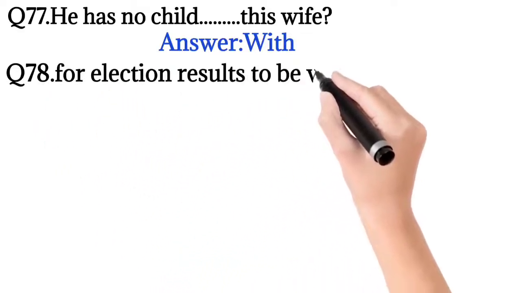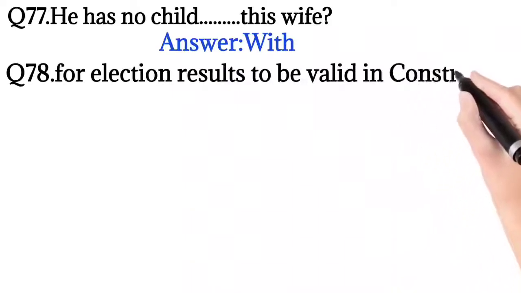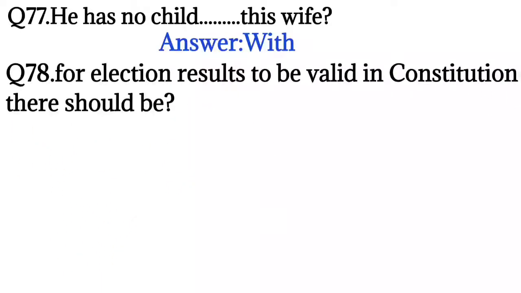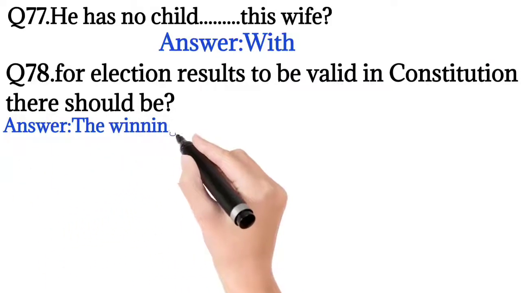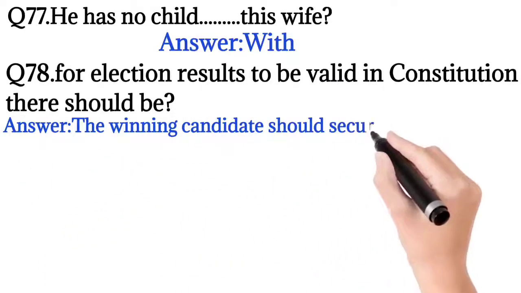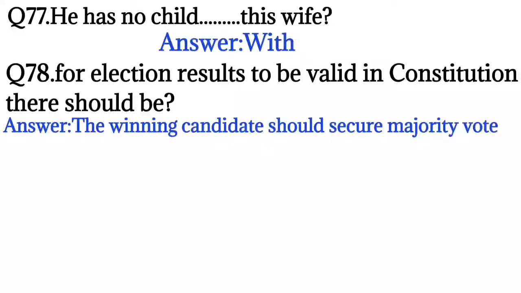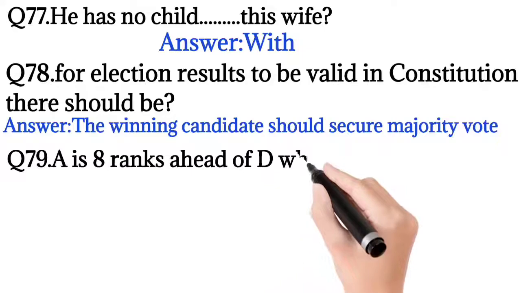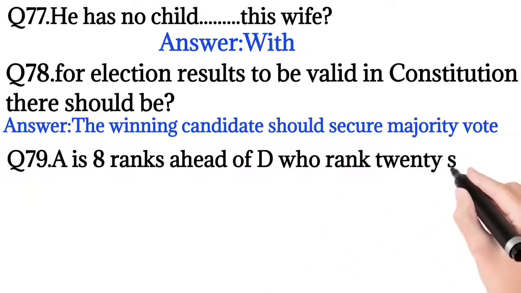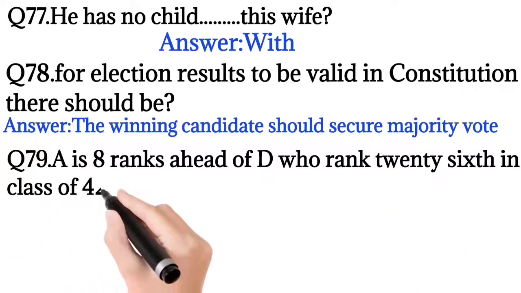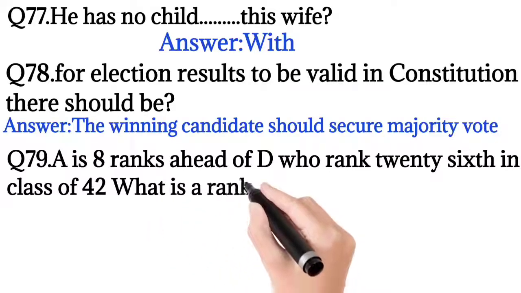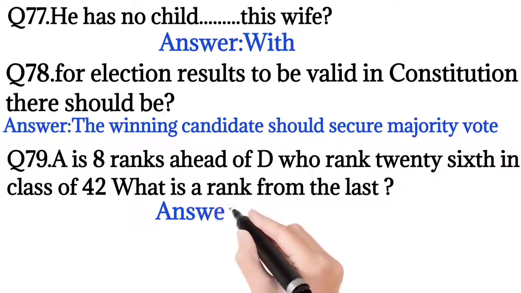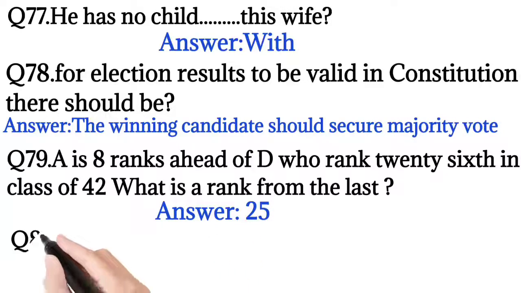Question number 78. For an election result to be valid as per the constitution, there should be? So the answer is the winning candidate should secure a majority vote. Question number 79. A is 8 ranks ahead of D, who ranked 26 in a class of 48. What is the rank from the last? So the answer is 25.